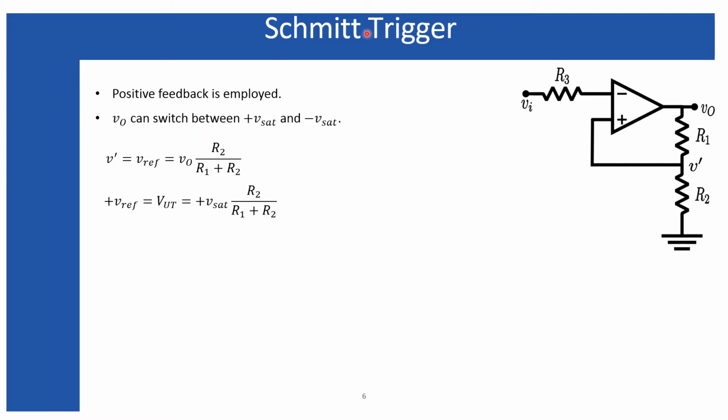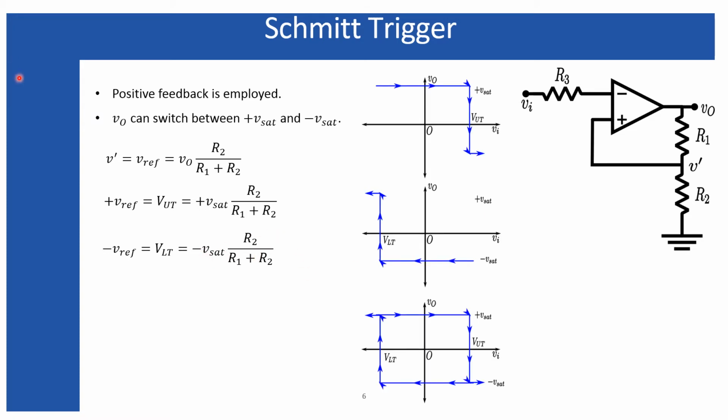Next, as I told you, the output voltage should have two values, either plus Vsat or minus Vsat. When the output voltage is at plus Vsat, V reference is renamed the upper threshold. Why is it the upper threshold? Because with V naught equal to plus Vsat, the reference voltage has a positive value, and that is why it is called the upper threshold. And when the output voltage V naught attains its negative peak, that is minus Vsat, then the reference is called the lower threshold, which has a similar expression preceded by a negative sign.